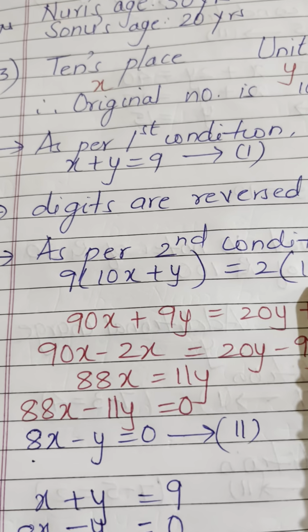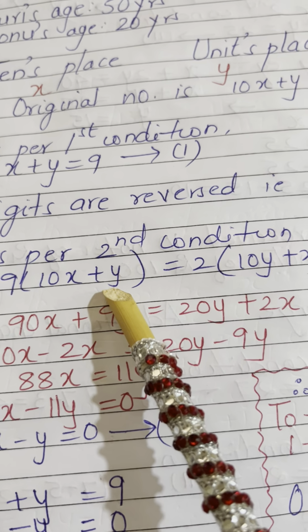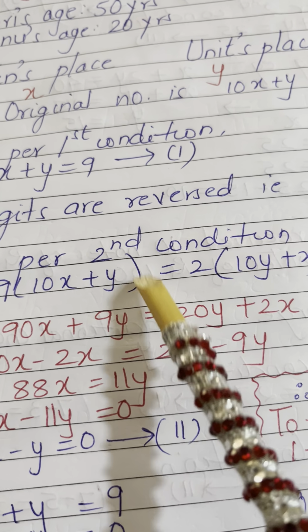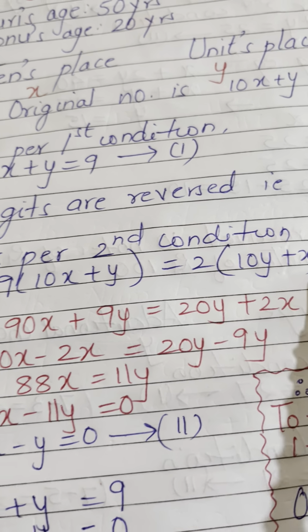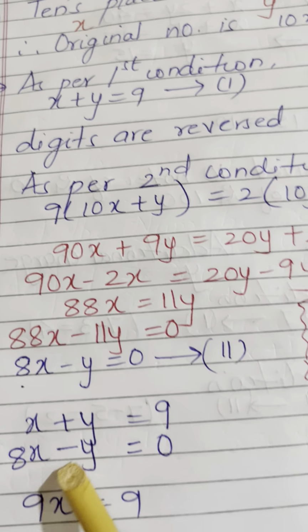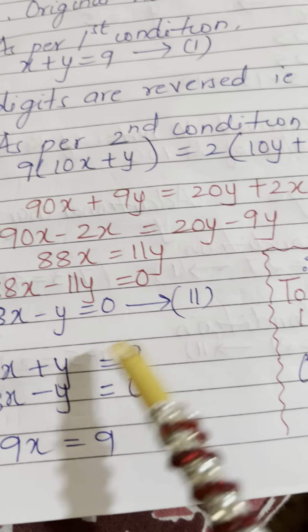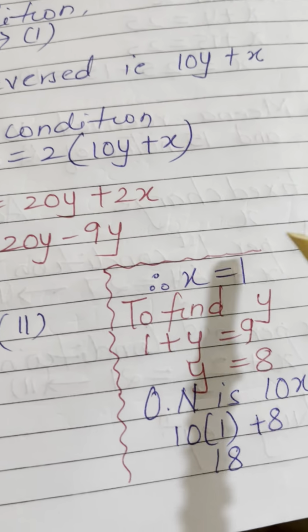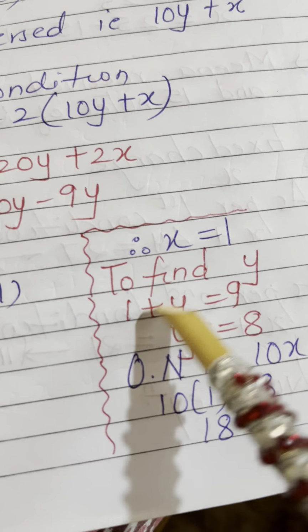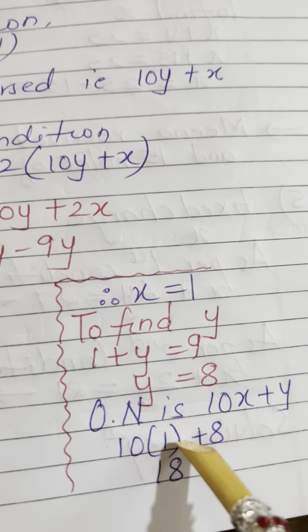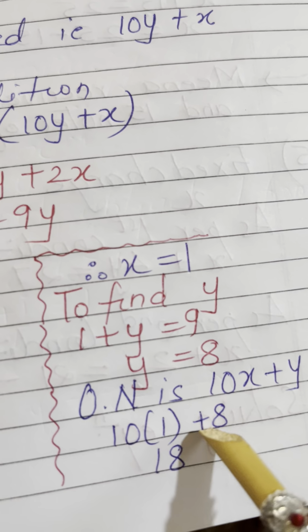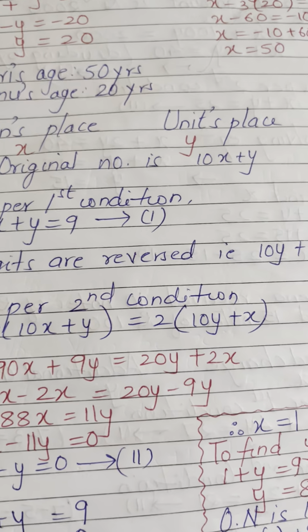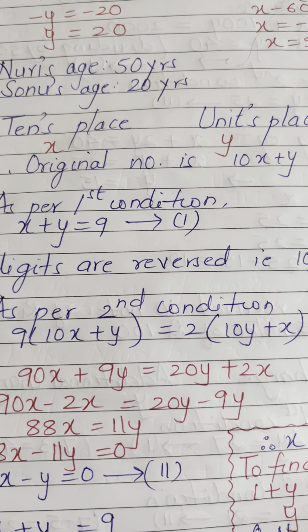As per the second condition, 9 into the original number is twice the number with digits reversed. 9 into 10x plus y equals 2 into 10y plus x. Open the bracket and you get y. What is the value of y? 9x equal to 9, so x will be 1. 1 plus y is equal to 9. So the original number is 10x plus y. 10 ones are 10 plus 8 gives you 18. Any doubt? You can check the sum. Now I am going to the next one.